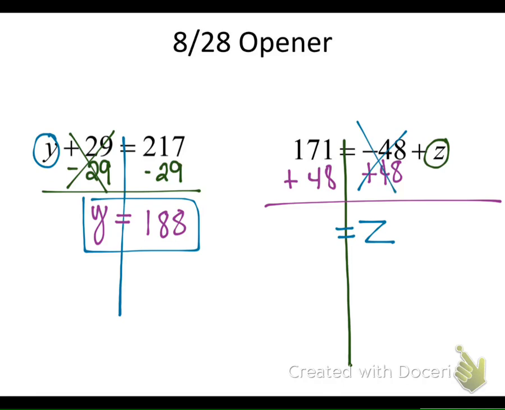Okay. What's 171 plus 48? 219. Did you say 199? No, I said 219. 219? Yeah. That's a lot different than what I want. Y'all agree?